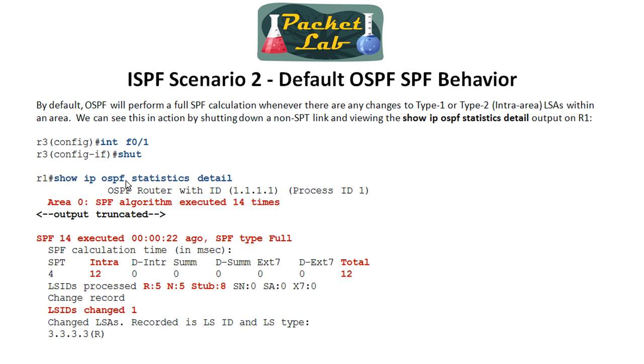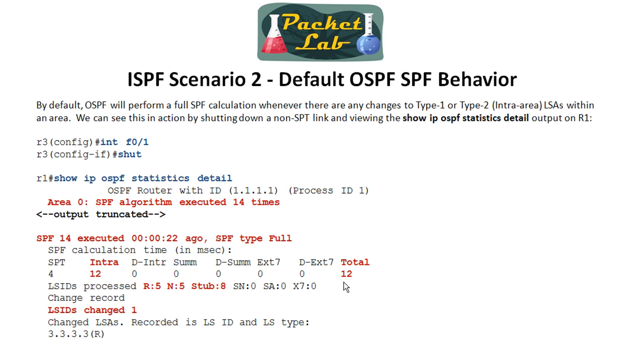And when we take a look at our IP OSPF statistics detail, we see that it's been executed 14 times. So we go to look at SPF 14, 22 seconds ago. It was a full SPF calculation, which makes no sense because absolutely nothing has changed. Not only that, but it took 12 milliseconds. So again, we're looking at a small topology. If we had thousands and thousands of routers, this would take substantially more than 12 milliseconds.